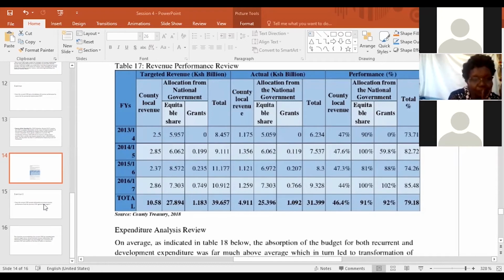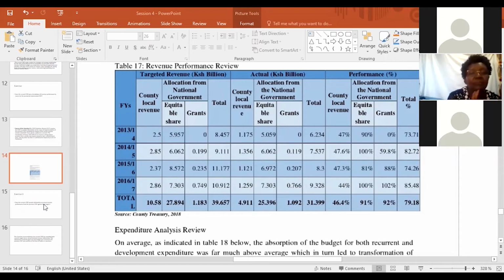So when the county treasury sits down to come up with the local revenue, they usually look at the various channels. They say, these are the number of businesses that we have in Machakos, so this is what they are going to pay. We are seeing there are so many cars coming from other counties ferrying goods, and they have to pay cess.